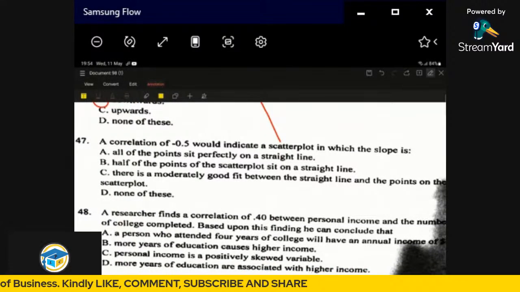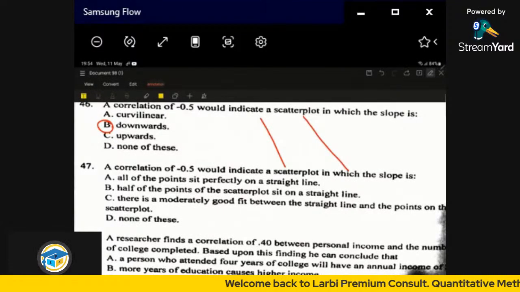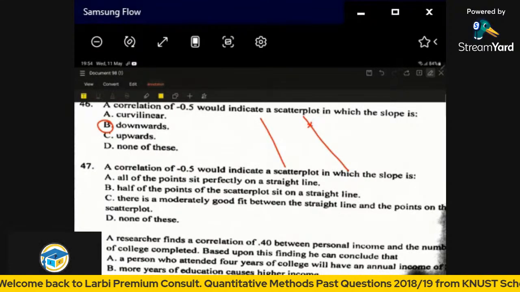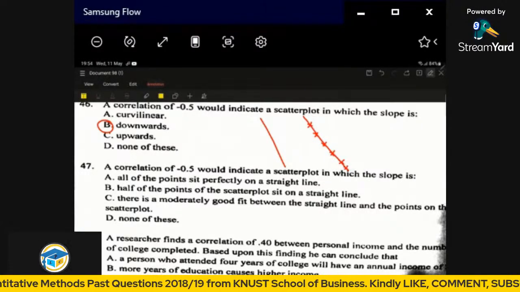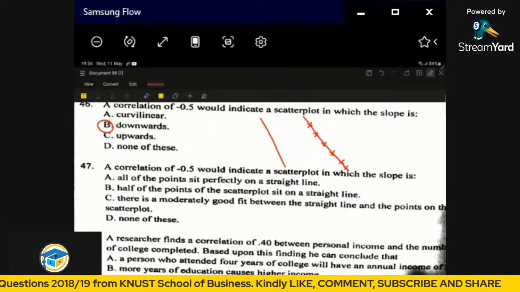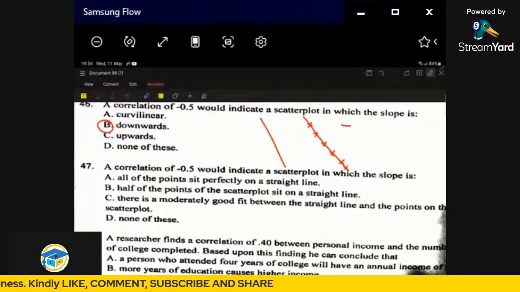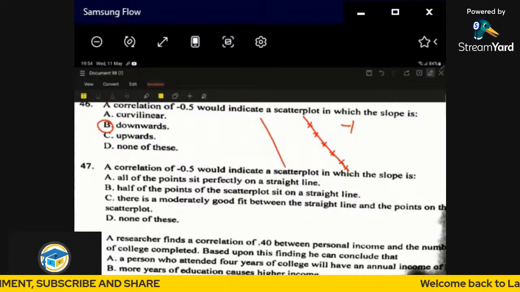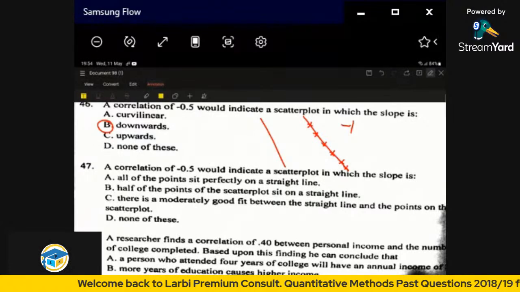A correlation of negative 0.5 will indicate a scatter plot in which the slope is... So we are saying that if you want to have a perfect correlation, all the points on a scatter plot must lie straight on the line of best fit. I mean, it should lie on it. All the points should sit on a straight line. Is that okay? That's where you have a perfect negative correlation, which should be exactly -1. But where we have negative 0.5, it means at least we have half of the points sitting or lying straight on the line of best fit here.